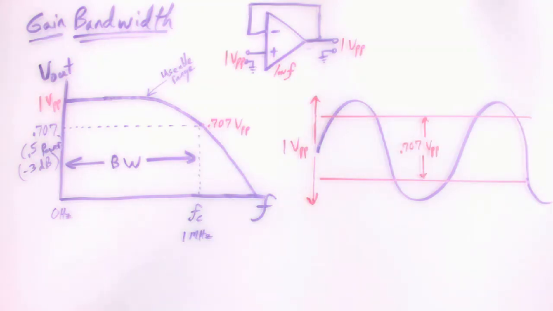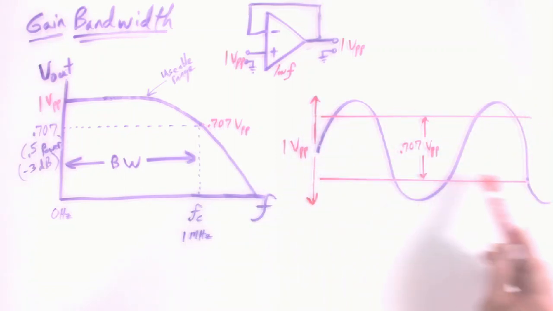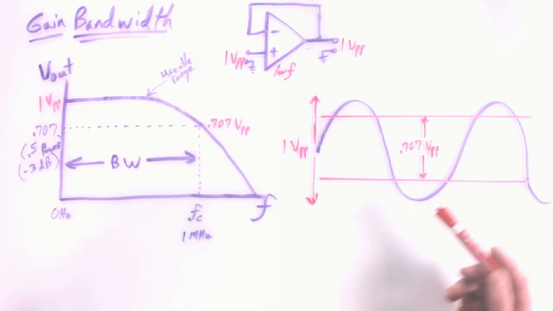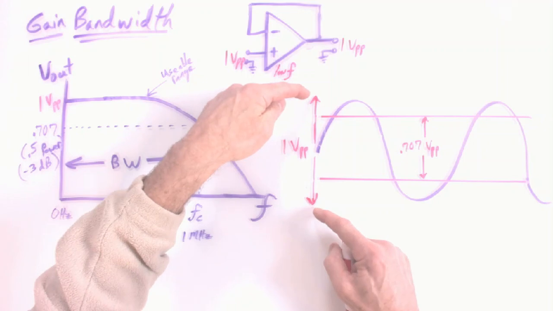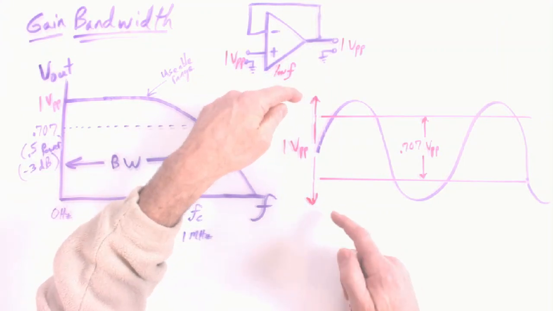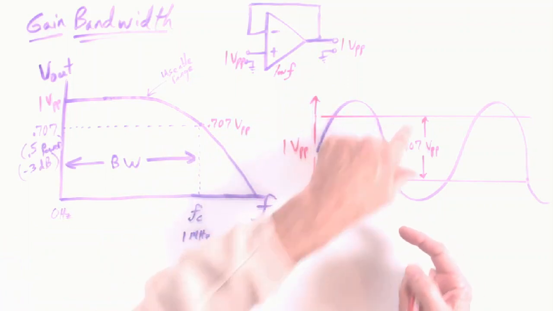What I like to do next is simply put scope cursors right on the screen that frame in the 0.707 down point that I'm looking for. So if I had, these numbers are easy, 1 volt peak to peak, 0.707 of that is 0.707 volts peak to peak.